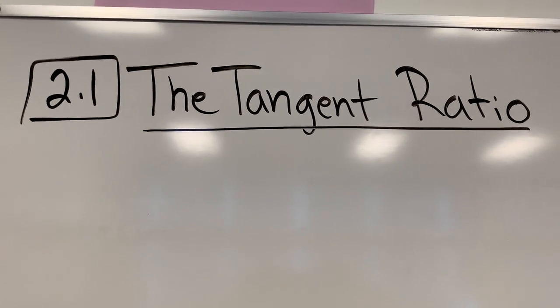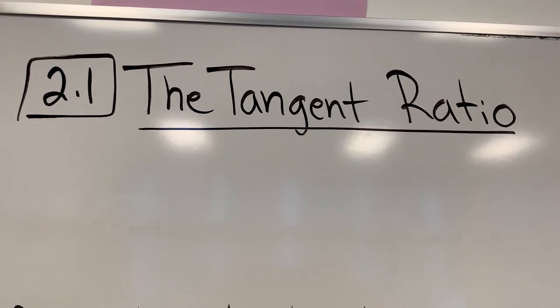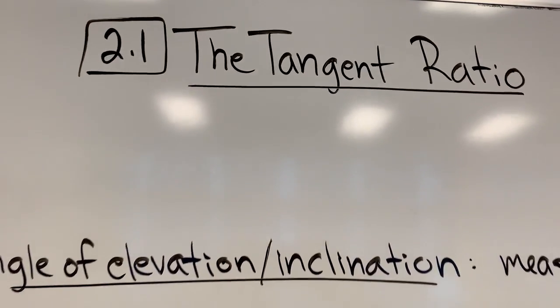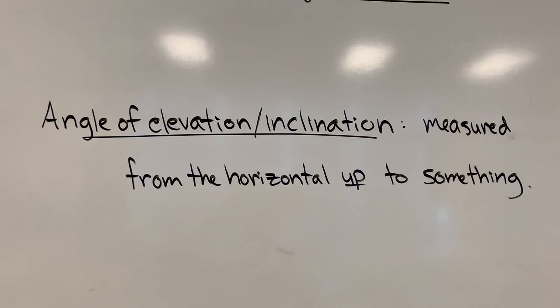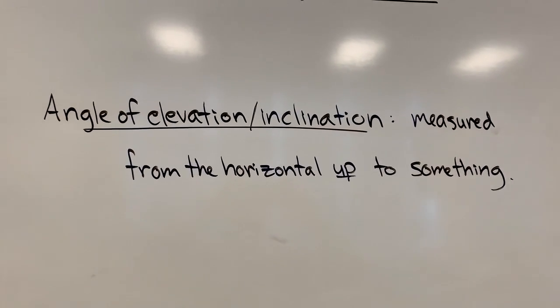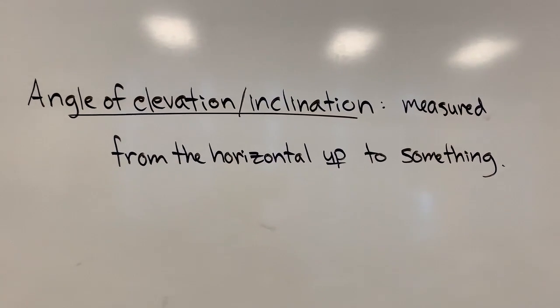This is our next video in lesson 2.1, the tangent ratio. I just want to define for this word problem a couple of terms here. Angle of elevation or inclination is just measured from the horizontal up to something.